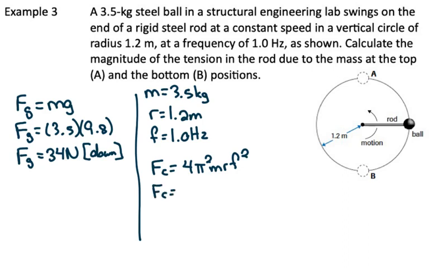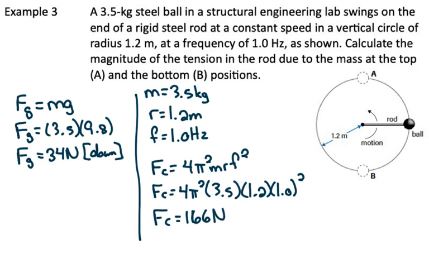Substituting in 3.5 kgs for the mass, 1.2 meters, and 1.0 hertz, which is squared. Working that out gives us a centripetal force of 166 newtons. Now that force applies at all points on this ball's motion. So I'm not going to assign it a direction yet, because that direction will change based on the position that it's at.